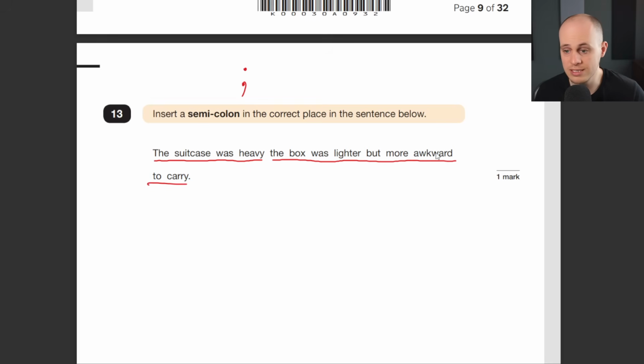You might say there's another sentence here after the conjunction, but you wouldn't. It's not a main clause. More awkward to carry isn't a main clause. This is one sentence with the coordinating conjunction doing a good job there. However, we've got nothing between these two. So it makes sense that my semicolon goes here.